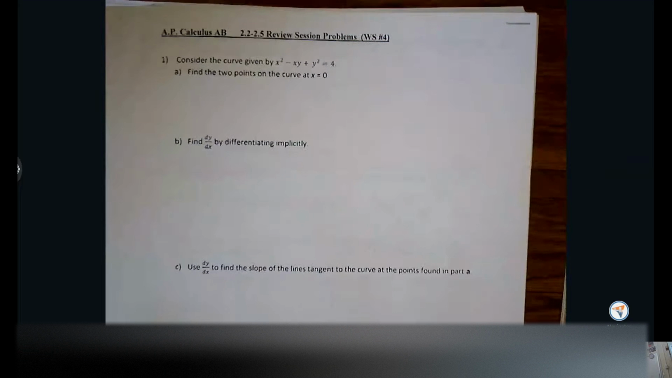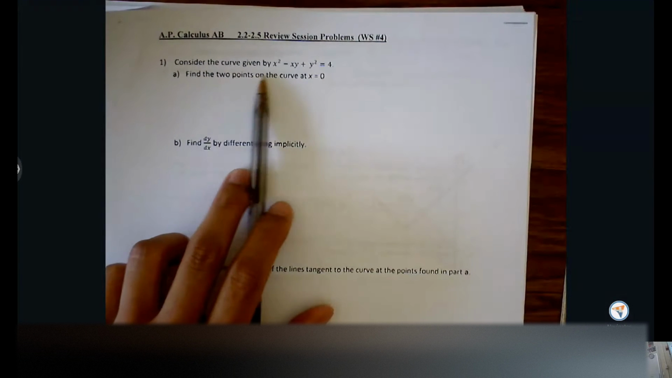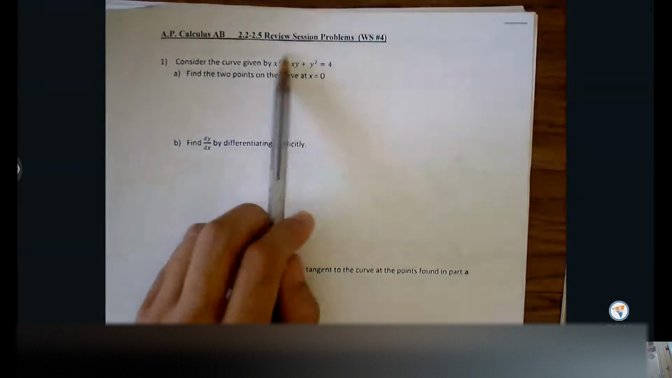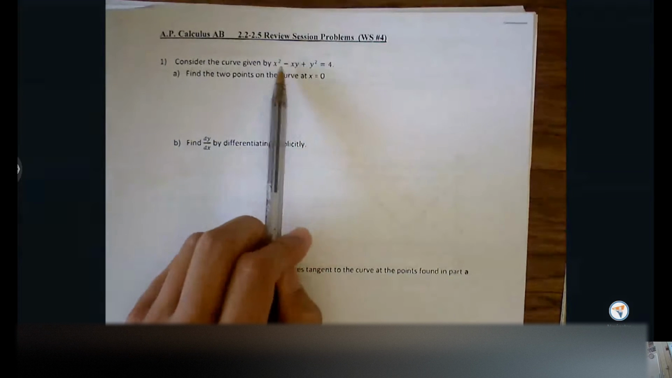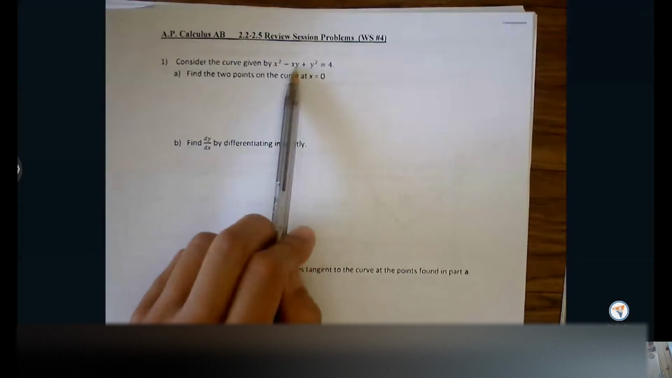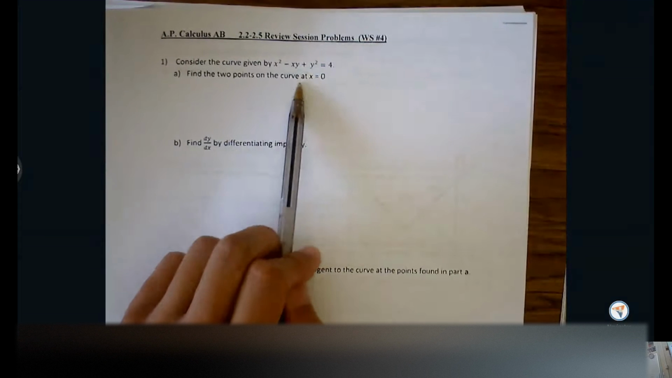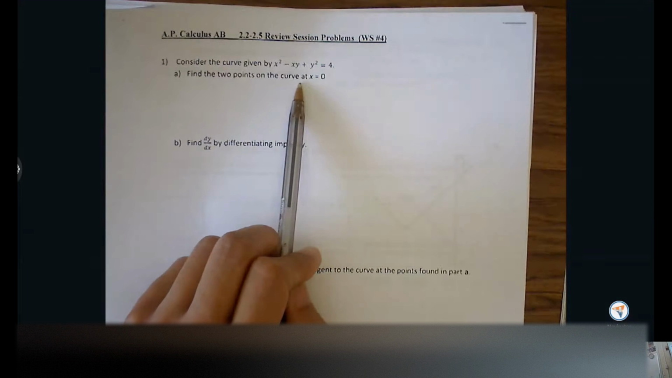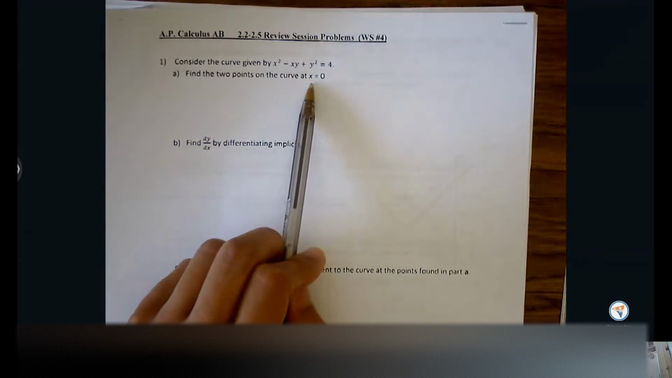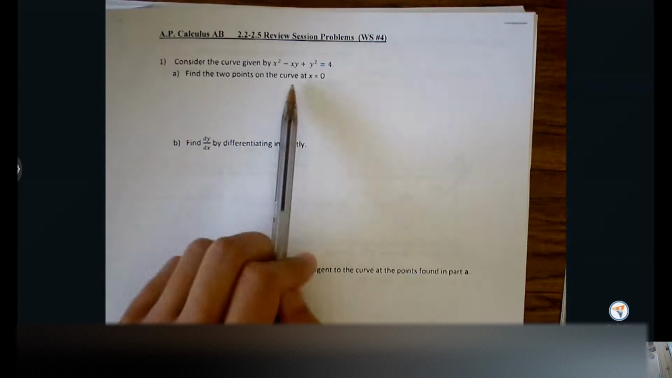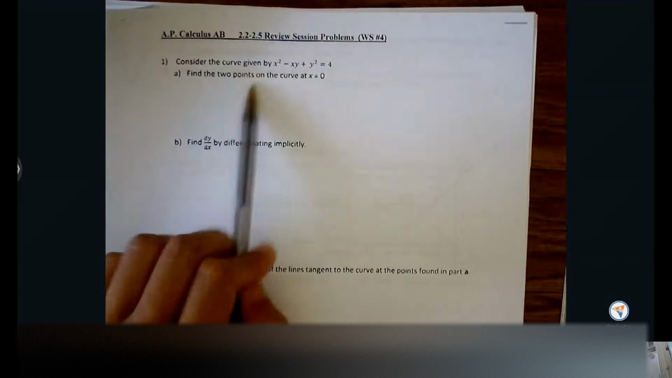So first thing is this implicit differentiation problem. Number one says, consider the curve. Okay, so this is the equation for the graph. Any point that I plug in, I can find the ordered pair. So it says find 2 points on the curve at x equals 0. So if I plug in 0 for x, if I can solve for y, then I'm able to find those points.